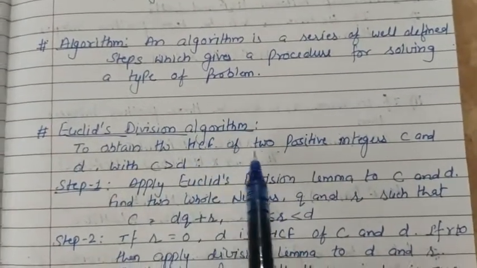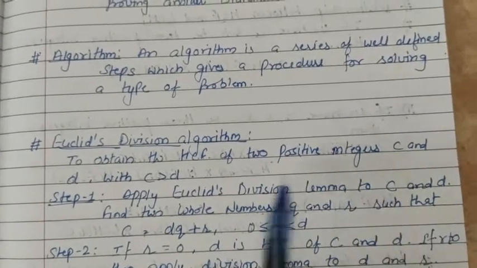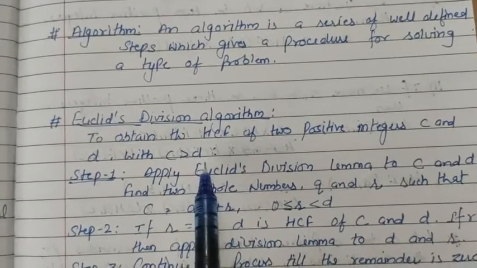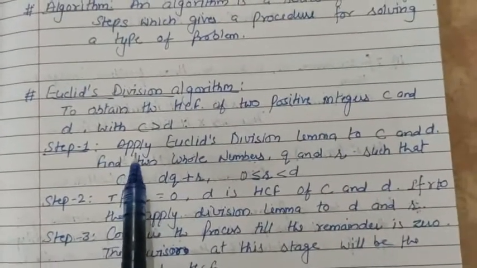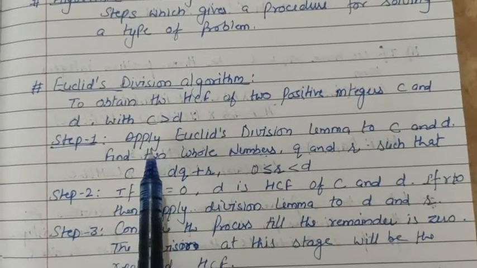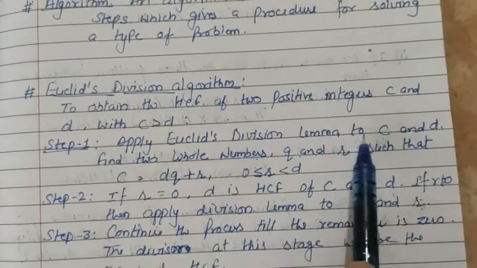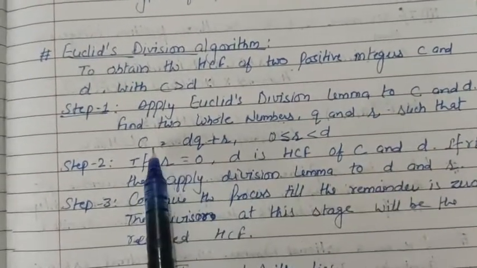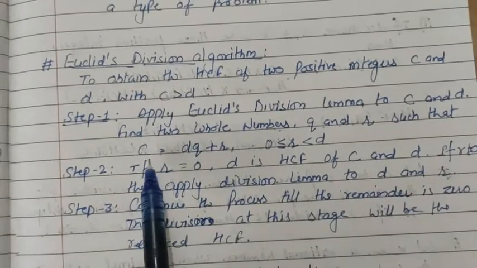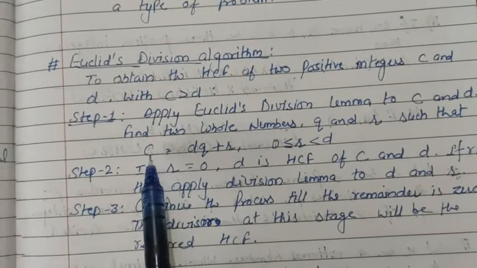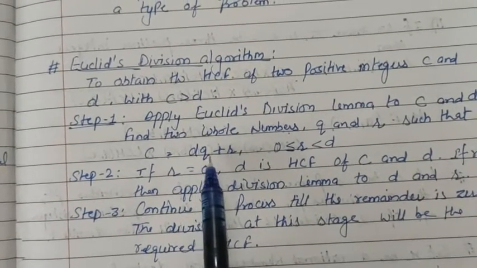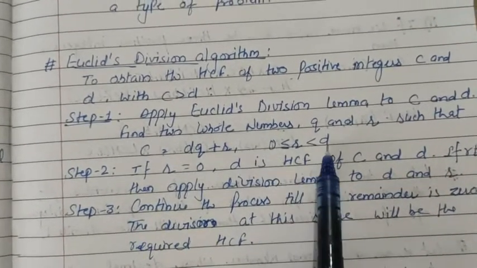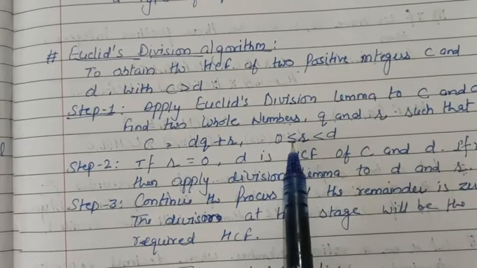To obtain the HCF of two positive integers c and d, with c greater than d. Step 1, to find the HCF of two integers c and d, we apply Euclid division lemma to c and d. Find the two numbers q and r such that c equals dq plus r. As c is greater than d, we divide c by d, where q is the quotient and r is the remainder. So c equals dq plus r, where r is greater than or equal to 0 and less than d.